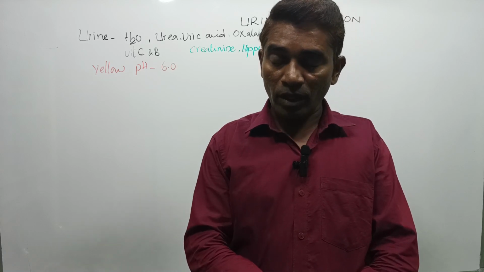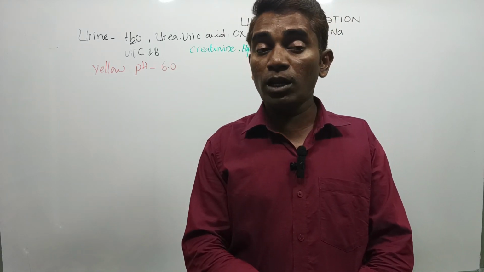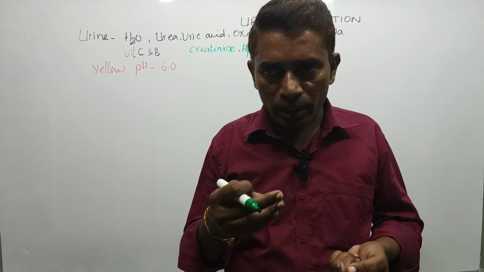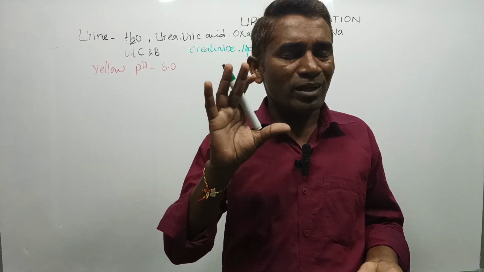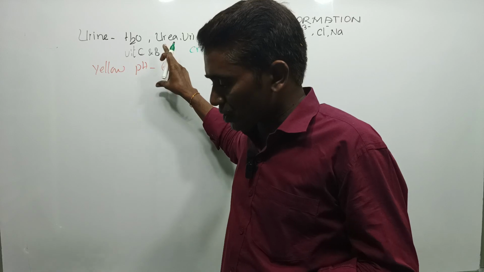In case of diabetes, glucose will also be there, called glycosuria or ketosuria, fructosuria. Sometimes protein will also be there, albuminuria, albumin in urine. Hematuria, blood in urine. These are some of the pathological conditions. So under normal conditions, this is the composition of urine.